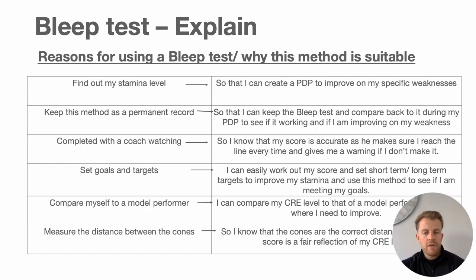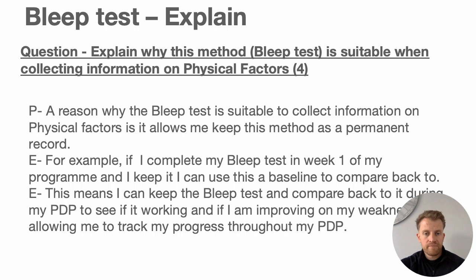We also want to use this method as we can compare ourselves to a model performer. So as we looked at the start, we can compare ourselves to national norms, but we can also compare our score to that of a model performer. And lastly, as we measure out the distance between the cones, we know that this is a fair and accurate reflection of our CRE level.